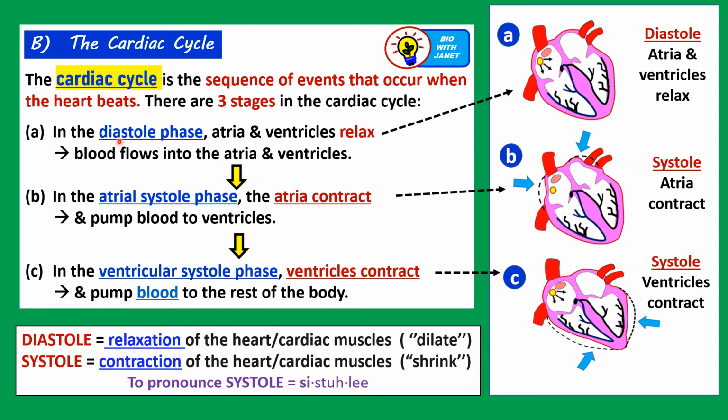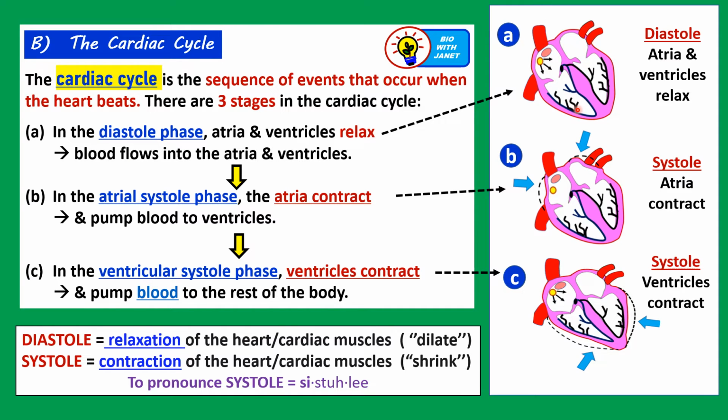This word is pronounced diastole. The LE is pronounced at the end. In this phase, the atria and the ventricles relax. That means all the heart chambers take a rest. They cannot be contracted all the time. So they must rest for a while, and it's only a very short phase of less than 0.5 seconds. Then the blood flows into the atria and ventricles when the whole heart is relaxed.